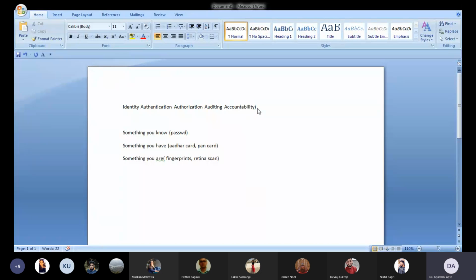Somewhere you can say some place where you are. Okay? So this is nothing but location. Fine. So these are the multi-factor authentication. So that's what we need to understand.